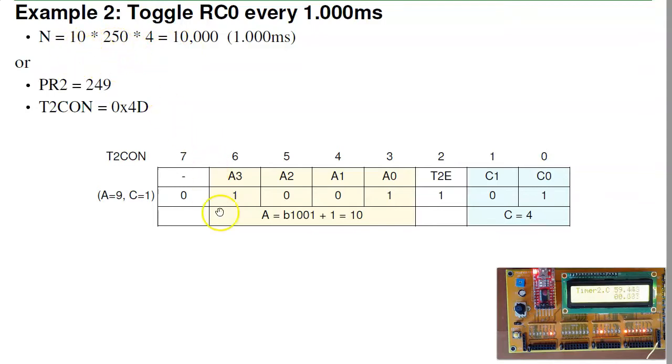So to encode A to 10, I input the number 9, 1001 for A. C is 01, meaning 4. That gives the net binary number of 4D. So T2con is 4D. PR2 is 249, meaning 250.